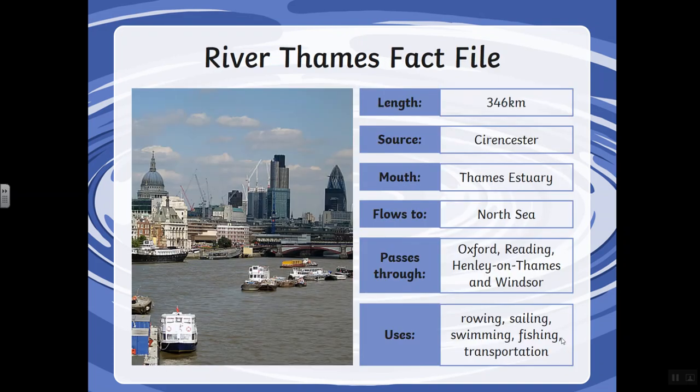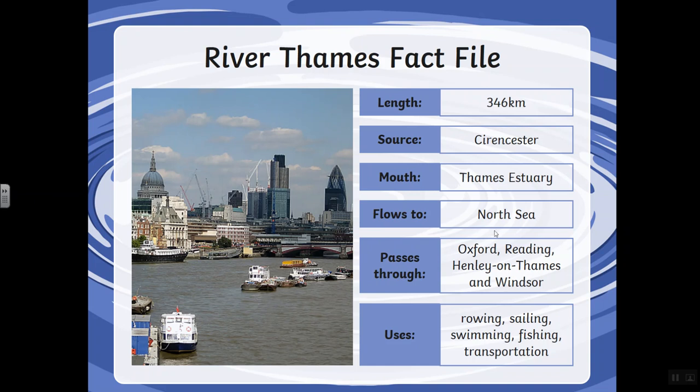Okay, so here are some facts about the River Thames. Its length, it's 346 kilometres long. Starts just outside Cirencester. Now the mouth of the River Thames is an estuary. It's the Thames estuary. Do you remember, an estuary is where fresh water meets salt water. Fresh water from the river meets salt water from the ocean or the sea. And if you remember, that water is then described as brackish. And it flows into the North Sea.